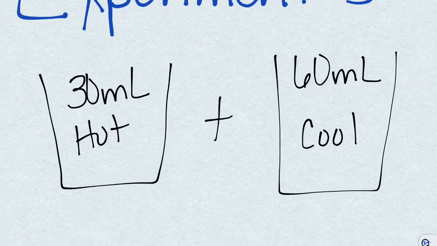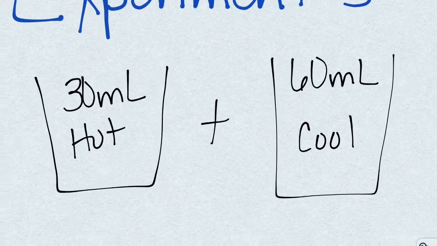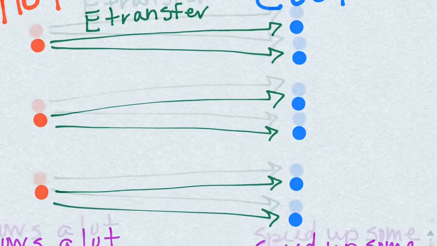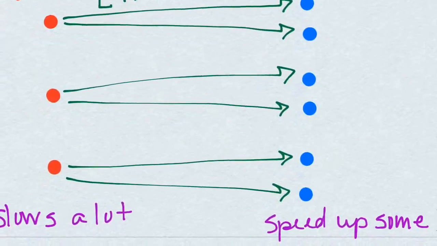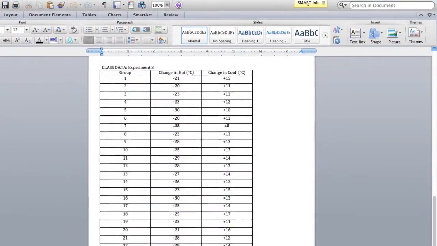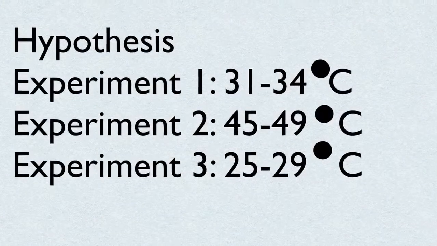In experiment 3, it was the opposite. There was twice as much cold, so there were 2 cold molecules for every hot molecule, meaning that the hot transferred a lot of their energy and the cold was only able to take in a little bit of that energy. So the cold molecules sped up a little bit and the hot molecules slowed way, way down.